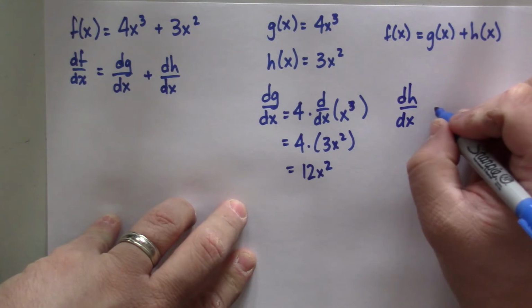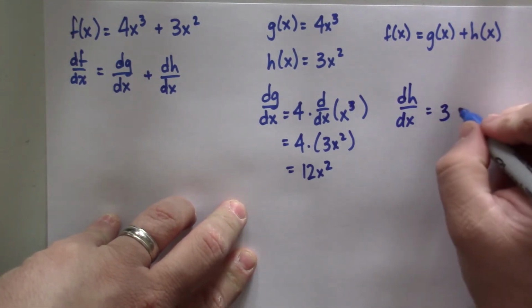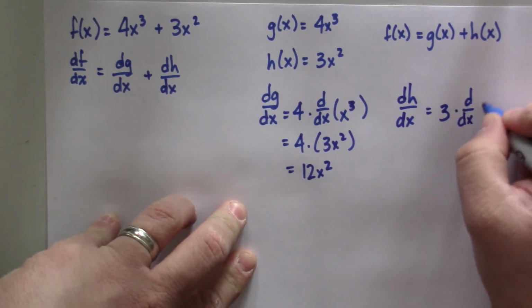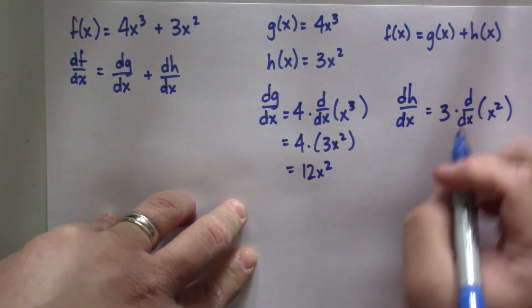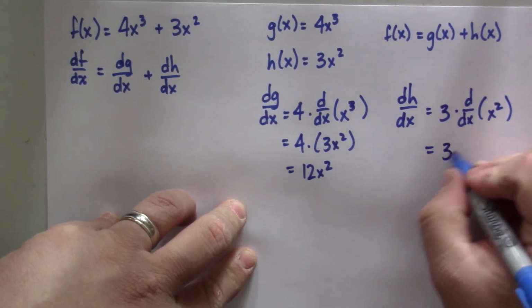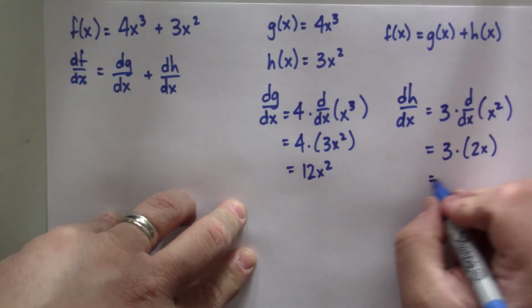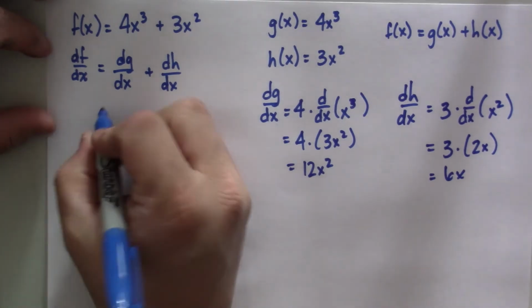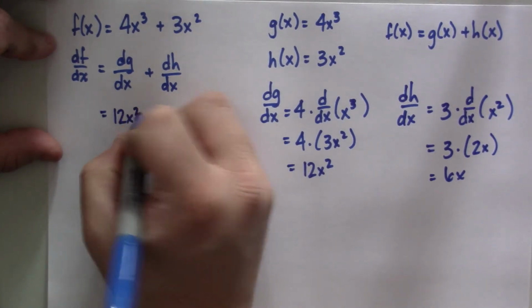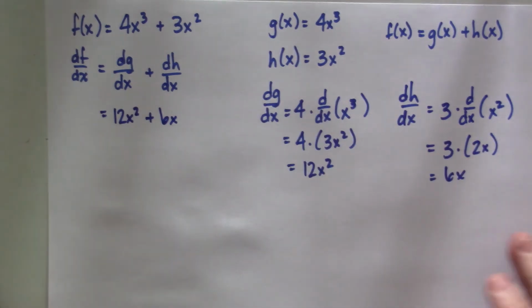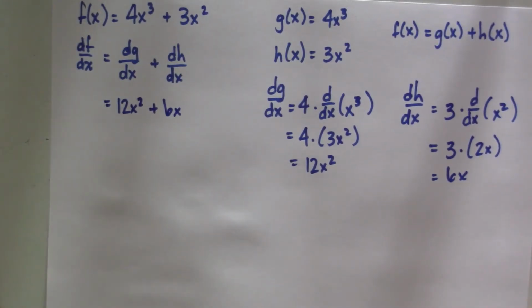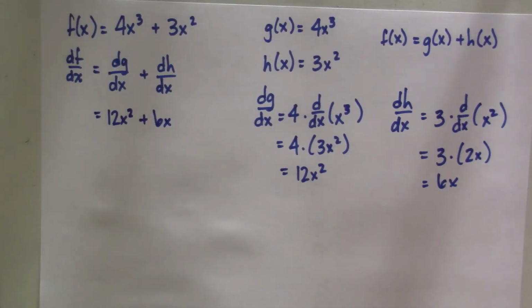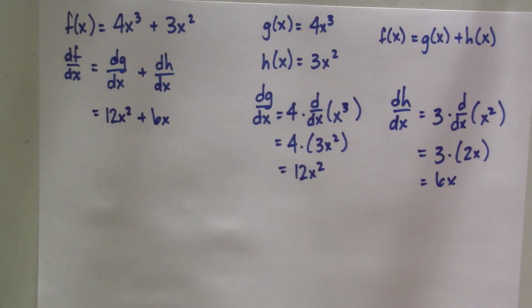dh/dx is 3 times the derivative of x squared. The derivative of x squared is 2x. I've got 3 times 2x, or 6x. So the derivative of f is 12x squared plus 6x. And I'm done. Like, that's it. There's nothing crazy. I haven't broken anything. Math is happy. Math is good.